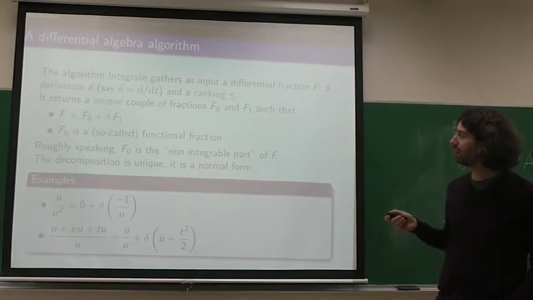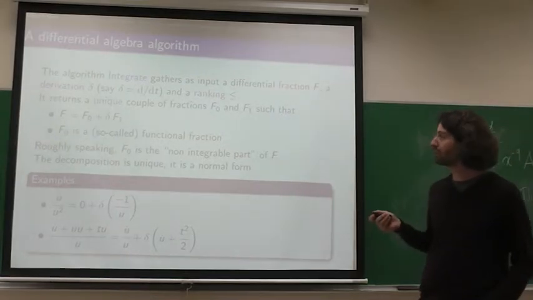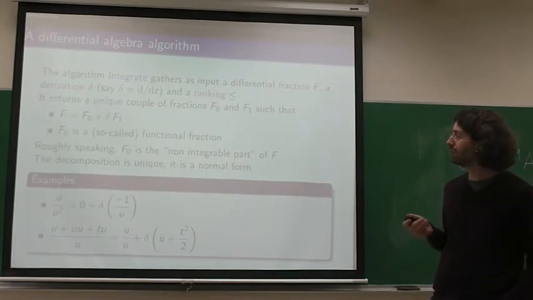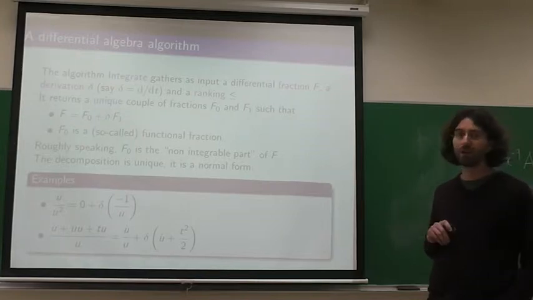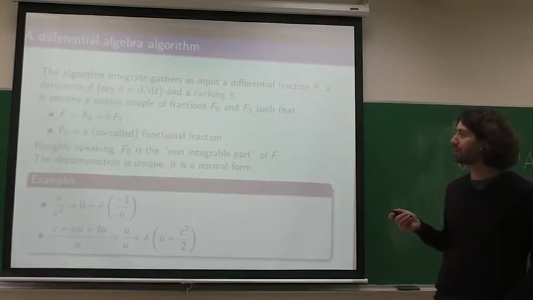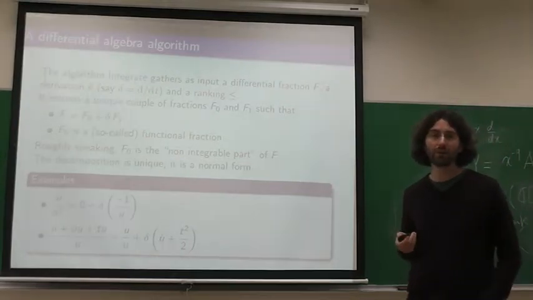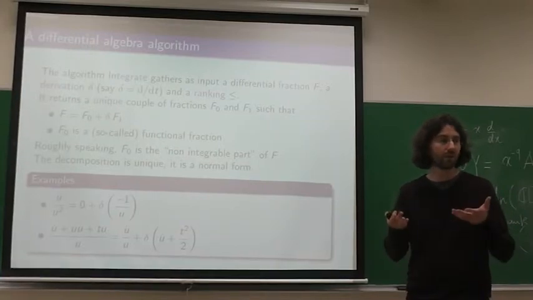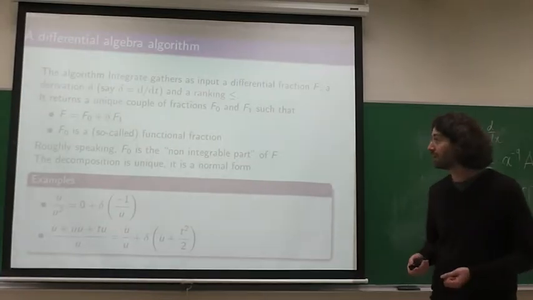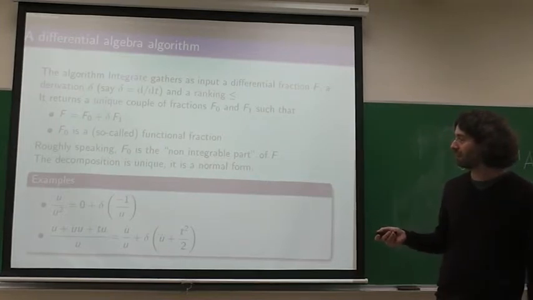And here, f0 has a special name. It satisfies the strong property, which is that f0 is a functional fraction. The term functional was used before by Bronstein on the same topic for polynomials, so we kept the same name. Think of the f0 part as the non-integrable part. That's what you cannot integrate, so it just remains. So let's take an example.